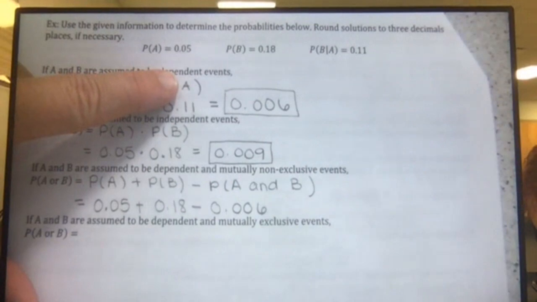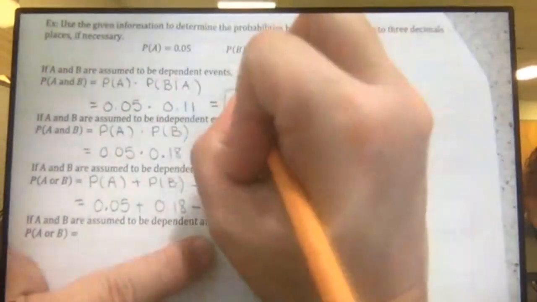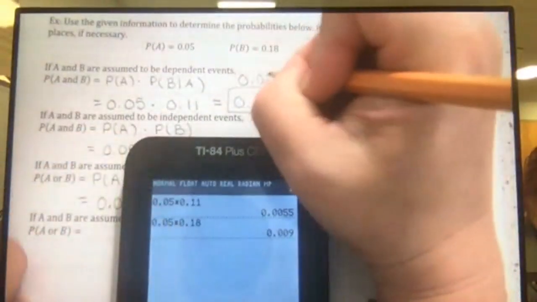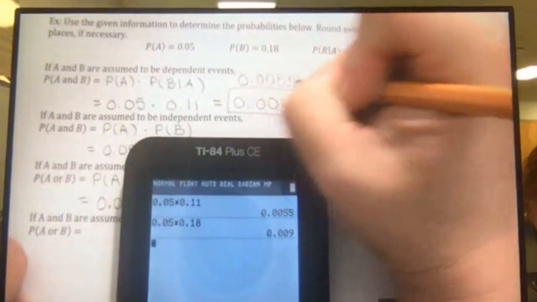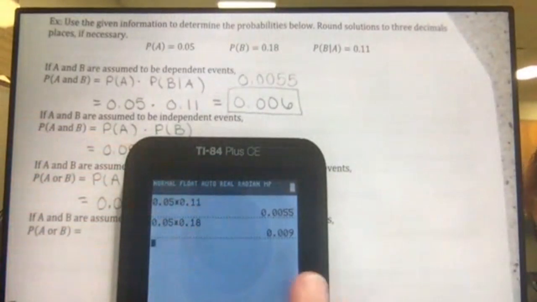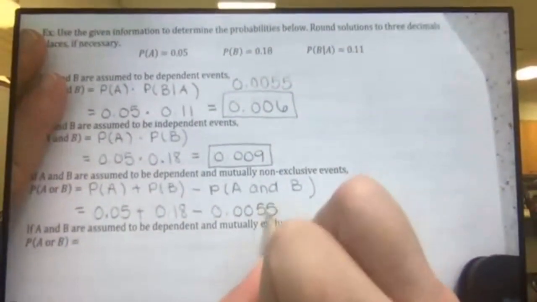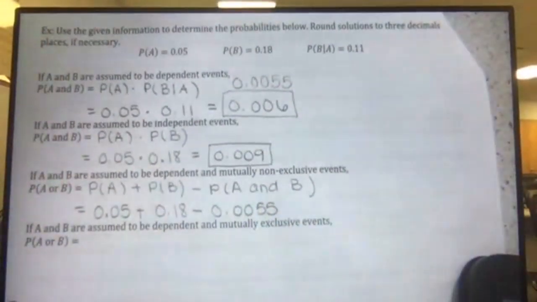Actually, because I do every problem, it didn't want you to round this. Remember how for this one we got 0.0055, and we rounded it. That means we rounded our answer, and then we're going to round it again here. So don't round it. Leave it as 0.0055. And that's always a good rule of thumb.